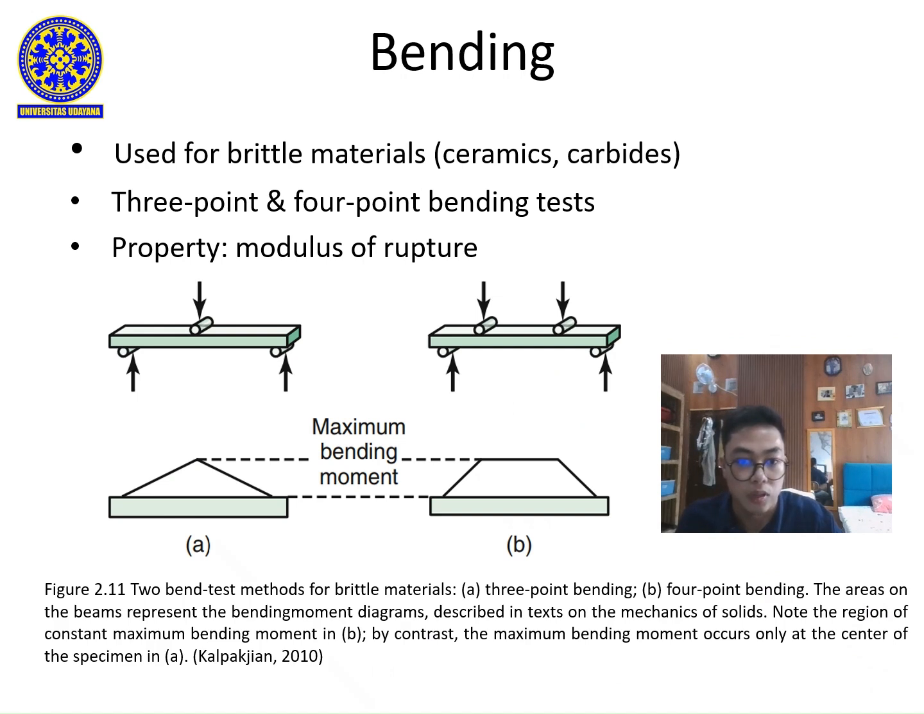Bending or flexure tests are especially useful for brittle materials, such as ceramic and carbides. The test can be conducted in 3-point or 4-point bending. As seen in figure 2.11, the property obtained is called the modulus of rupture. These tests help evaluate how brittle materials behave under combined tension and compression.